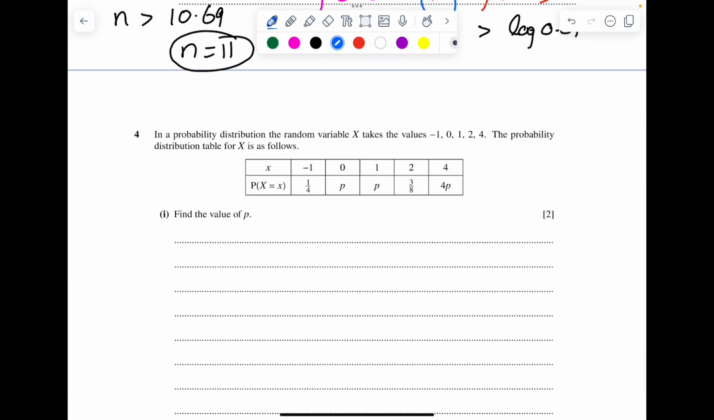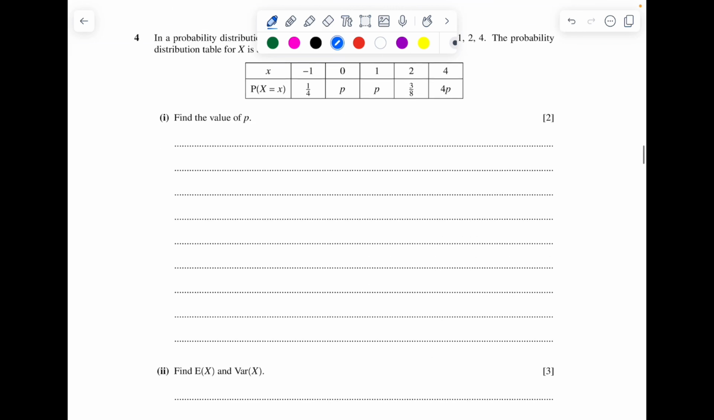Now coming to question number 4. This is from probability distribution table. So let's try to solve it further. What is being told over here? In the probability distribution, the random variable x is -1, 0, 1, 2, 4. The probability distribution has been given over here. What is being asked? Find the value of p.